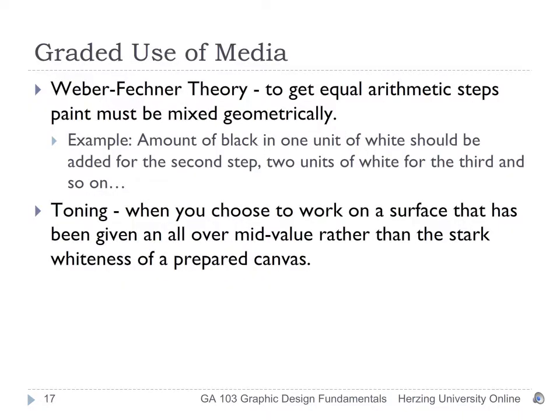Value scales are achieved by using the Weber-Fechner theory. To get equal arithmetic steps, paint must be mixed geometrically. For example, the amount of black in 1 unit of white should be added for the second step, 2 units of white for the third, and so on.